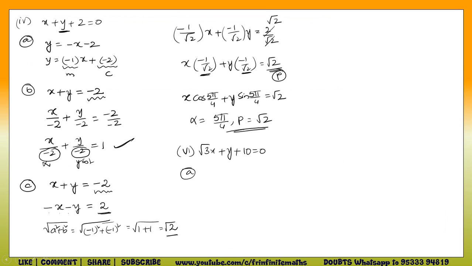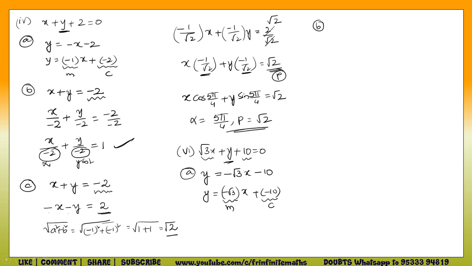So first we are talking about slope intercept form. So for that you need to make y the subject. So y is equal to, so these two things I need to transpose onto the right hand side. This becomes minus root 3 times x minus 10. So clearly y is equal to minus root 3 times x plus of minus 10. So from this, this is my slope and this is my y intercept c.